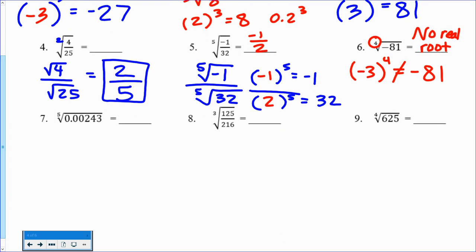All right, for number 7. So I have another decimal again. So go ahead and just take that 243. Figure out what to the 5th power gives you 243. Then we'll try that number with a decimal in front. So check on your calculator.